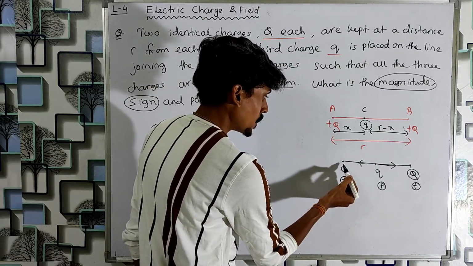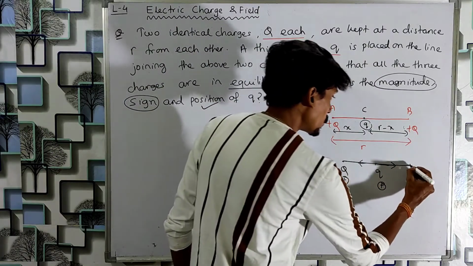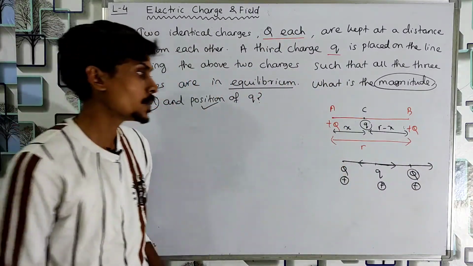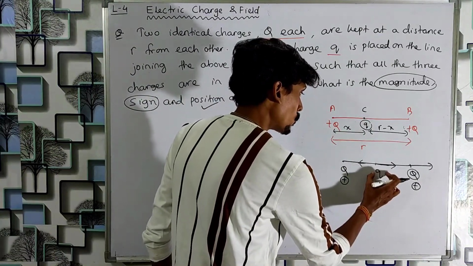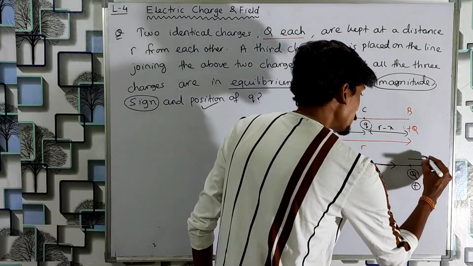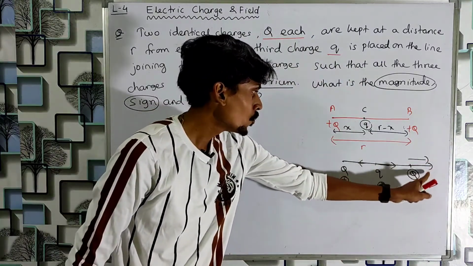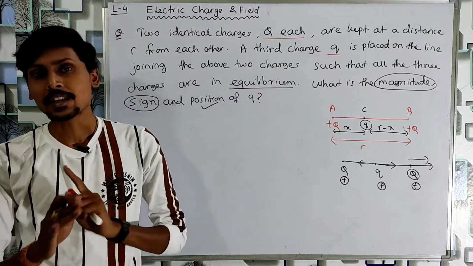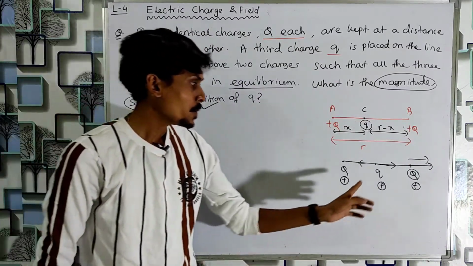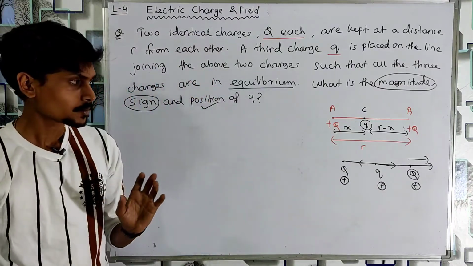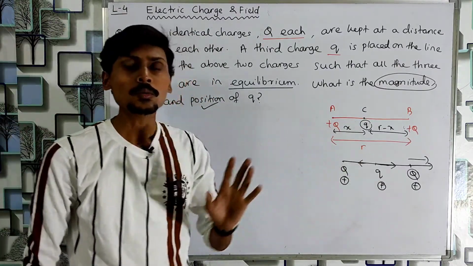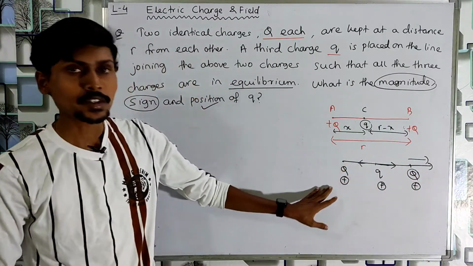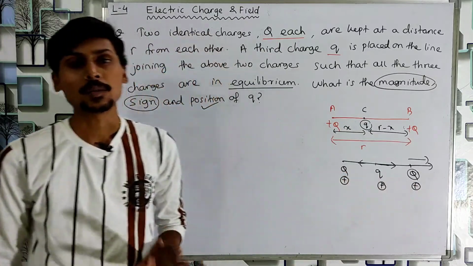First charge is positive, so this charge will repel this charge towards right. And again this small q charge is positive, so this small q will also repel this capital Q towards right. So these two forces have the same direction, so they will add, they will not cancel. So if the sign of small q is positive then only small q will be in equilibrium, but the other two charges, the left charge and the right charge, will never be in equilibrium.